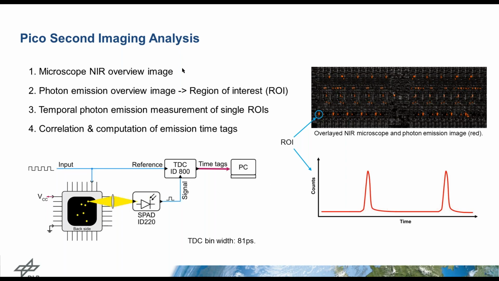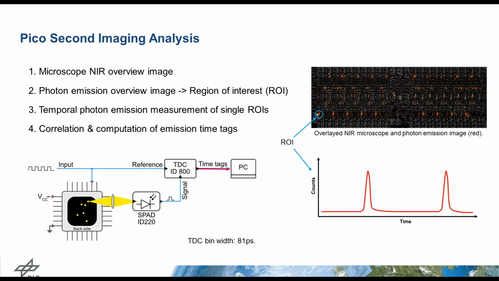For picosecond imaging, we start in the same way. We start with a near-infrared microscope image. This is the gray picture you can see here. Then we take a photon emission image with the CCD. What you see there are the red dots. These are the transistors that emit photons during the operation we are looking at. So it seems that all these transistors somehow are related to our operation. That means for the next step, we do not have to go over all the area.